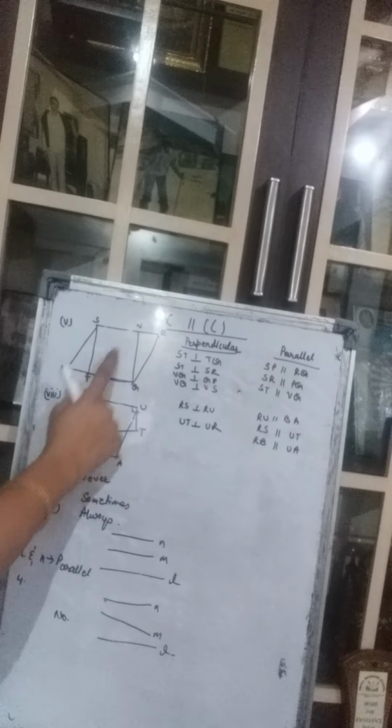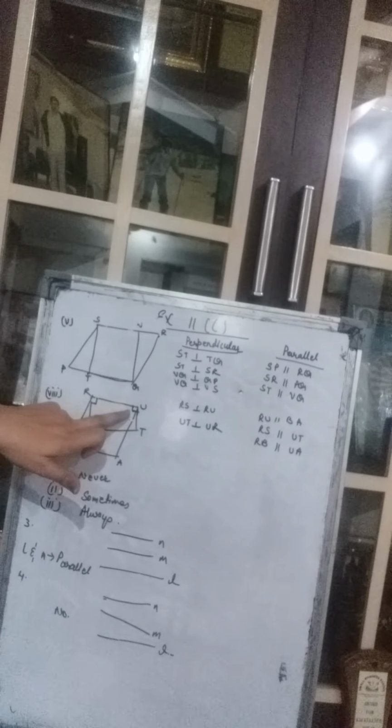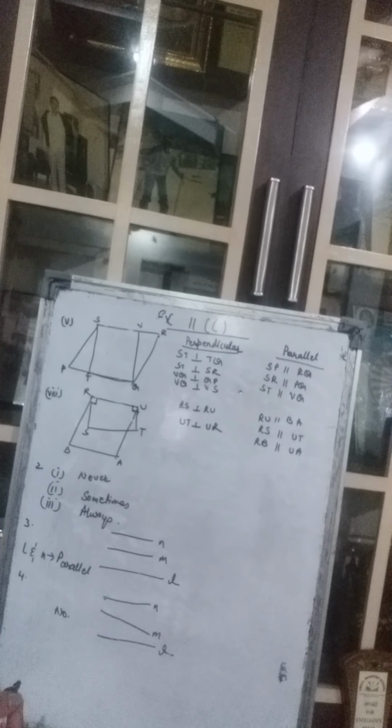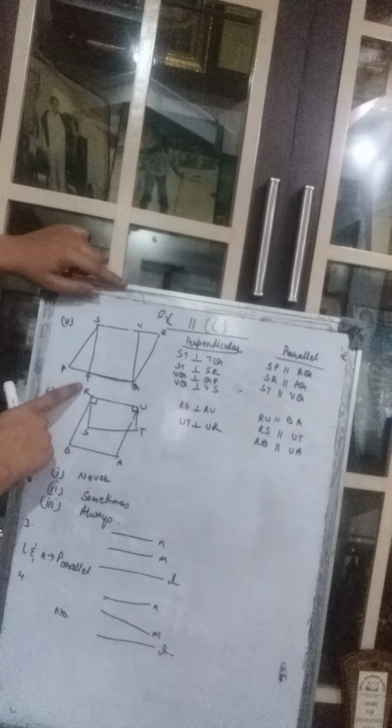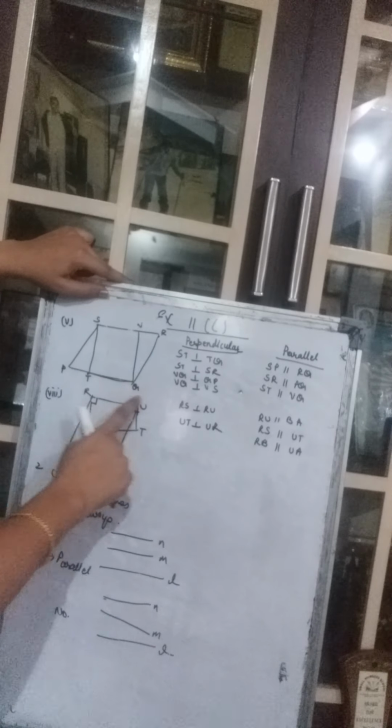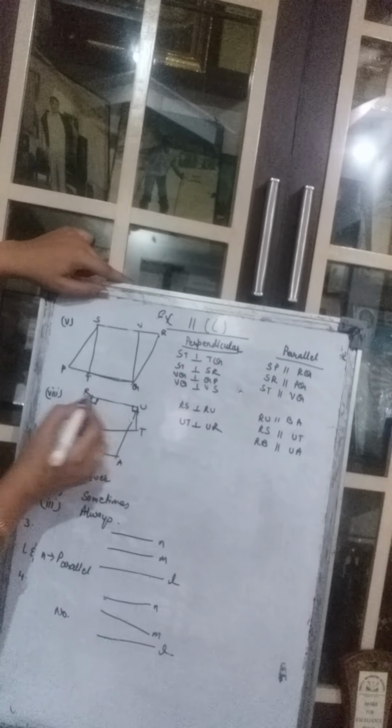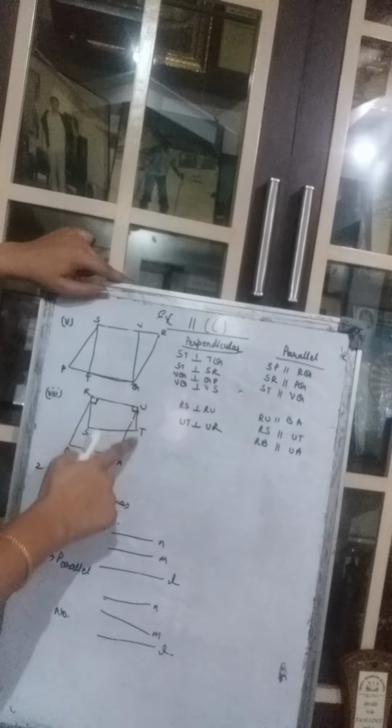Now we come to the eighth part. Here in the eighth part, they have already given the signs of perpendicular. Okay, they have drawn the figure and they have given the perpendicular lines. So which are the perpendicular lines? There are two perpendicular lines. This RS is perpendicular to RU. This is already given. And this UT is perpendicular to UR. Okay, there are two perpendicular lines.